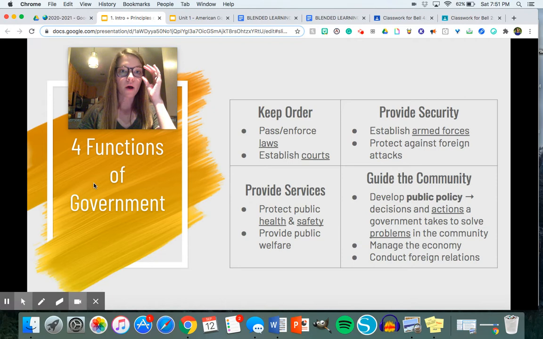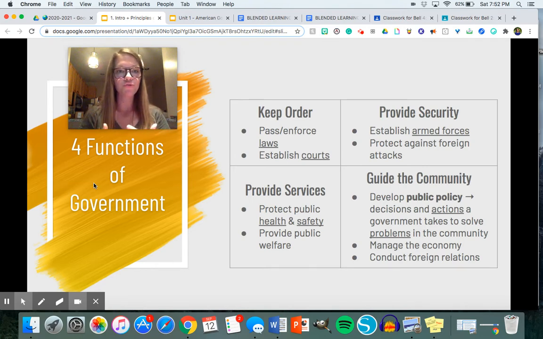Another more obviously current example of the government fulfilling its function of providing services, protecting public health and safety, right? Think COVID. Think the responses that the state, local, and federal governments have taken to protect people. So, states giving out food, the government giving out monetary support, all of these plans and guidelines in place for protecting one another against COVID, that is a function of government.